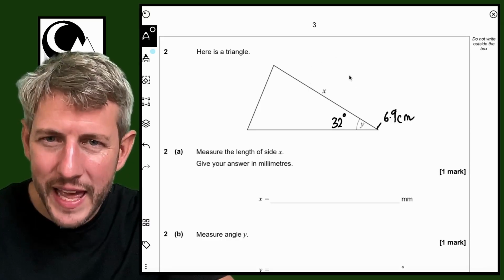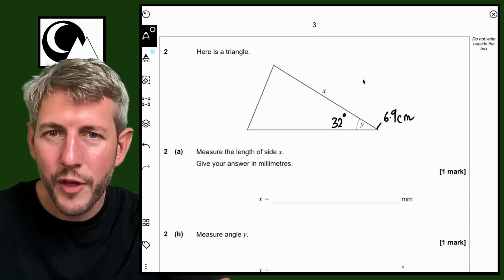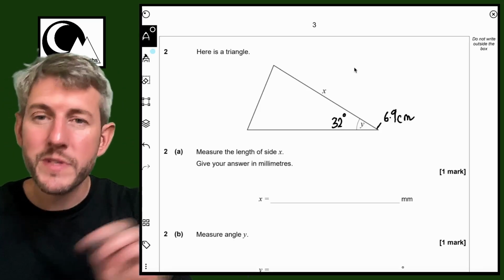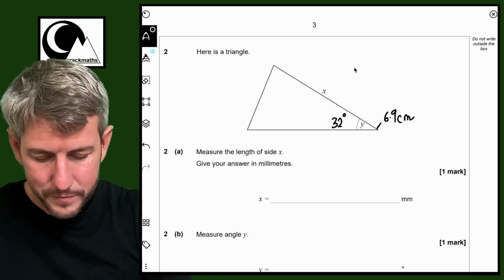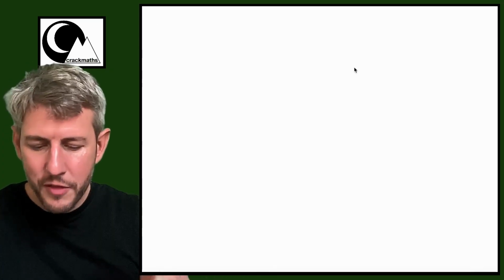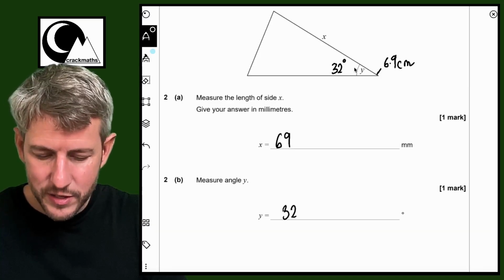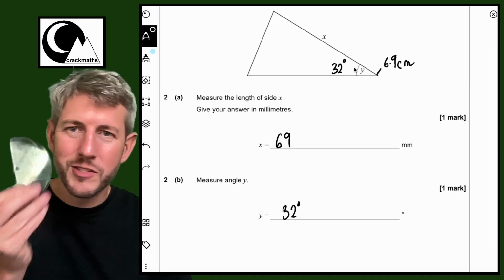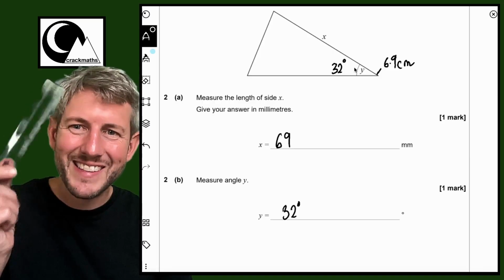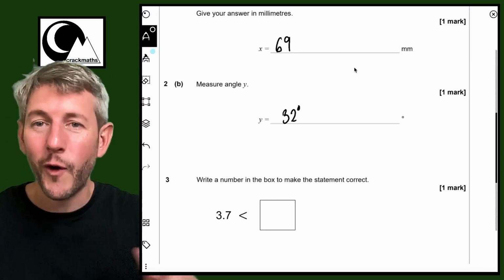Measure the length of side X. Give your answer in millimeters. We've done that on the ruler. So it's 6.9 centimeters. To go from centimeters to millimeters, we times by 10. So that would be 69 millimeters. And then measure the size of angle Y. We've measured that as 32 degrees. So remember, to do the angle, you wanted a protractor, and then to do the side, you wanted a ruler. Sorry about the poor execution of that online for you.